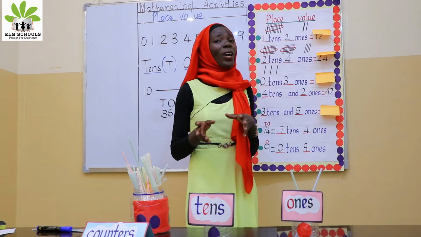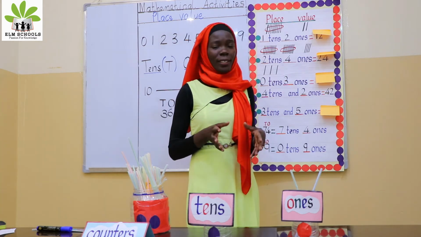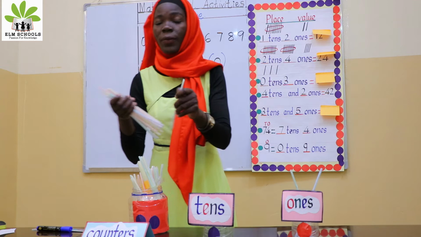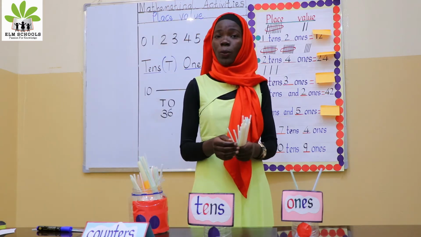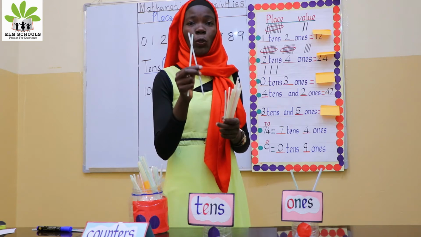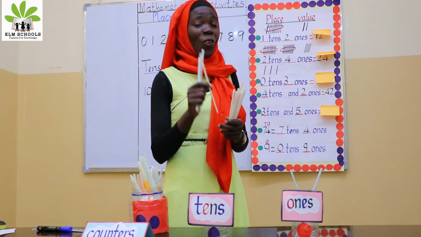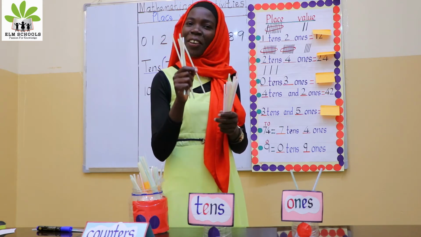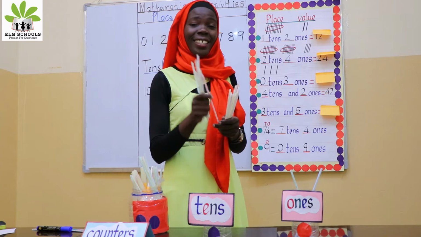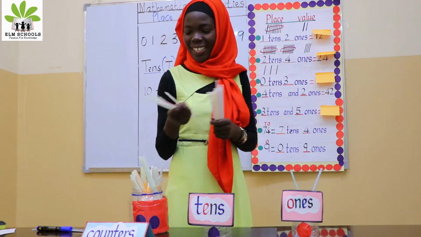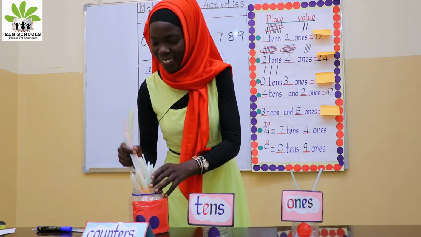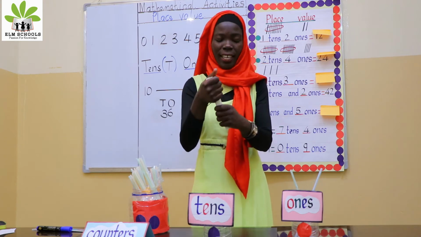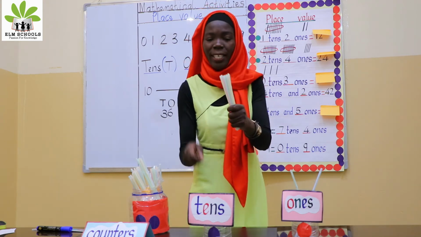Now, I want us to look at tens. Now, count with me here. This is how we're going to count. 1, 2, 3, 4, 5, 6, 7, 8, 9, 10. How many are they? They are 10.